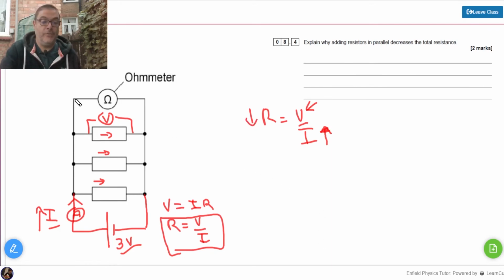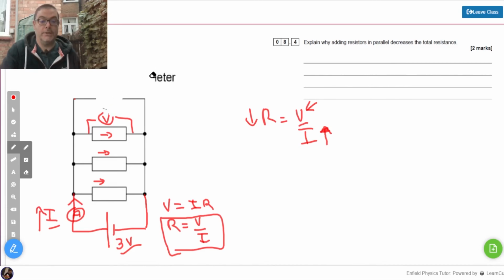So if we add another resistor into our chain, like a 4th resistor, the voltage across this resistor is also going to be 3 volts, just like it is for all the others. And so another lot of current is going to go through that resistor, which means we've increased this current, which means that the resistance is going to fall.